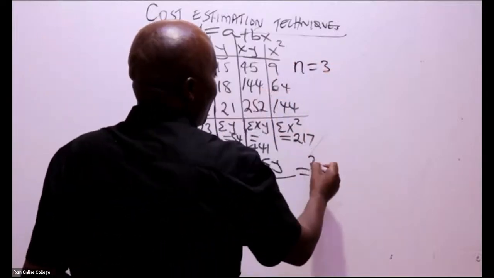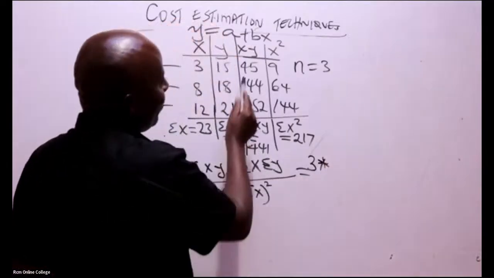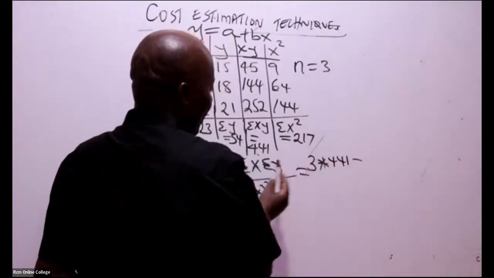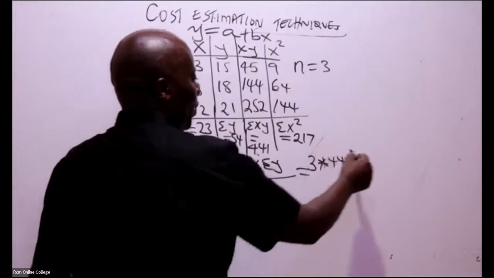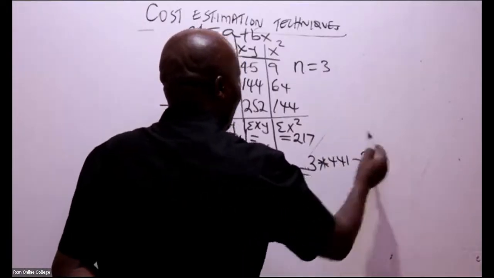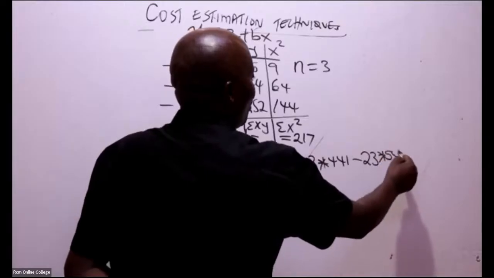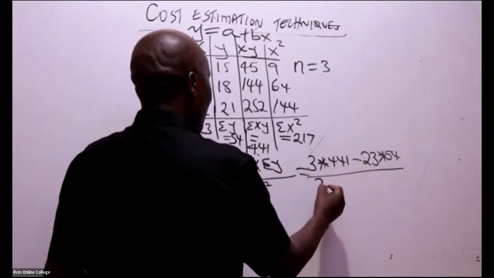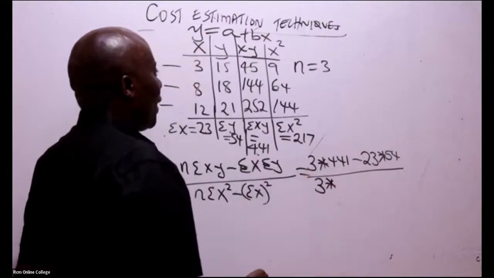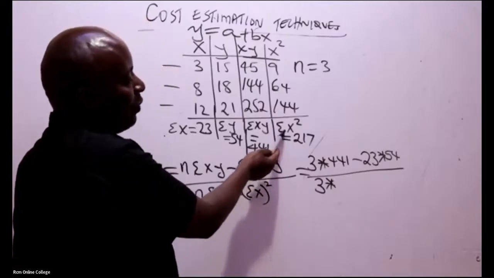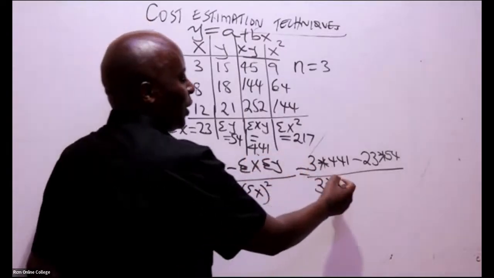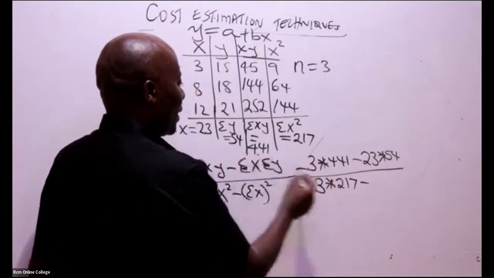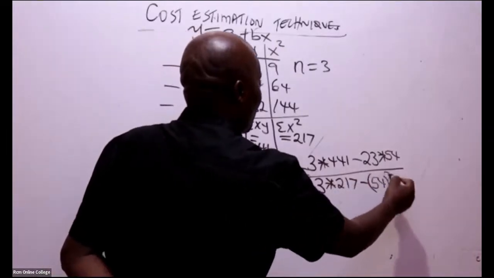So then we have here 3 times sum of xy. Sum of xy, already we have it, is 441, minus summation of x, which we already have, 23, times summation of y, which is 54, all over n again, which is 3, times summation of x squared. Summation of x squared, already we have it, 217, minus summation of x in brackets, squared like that.